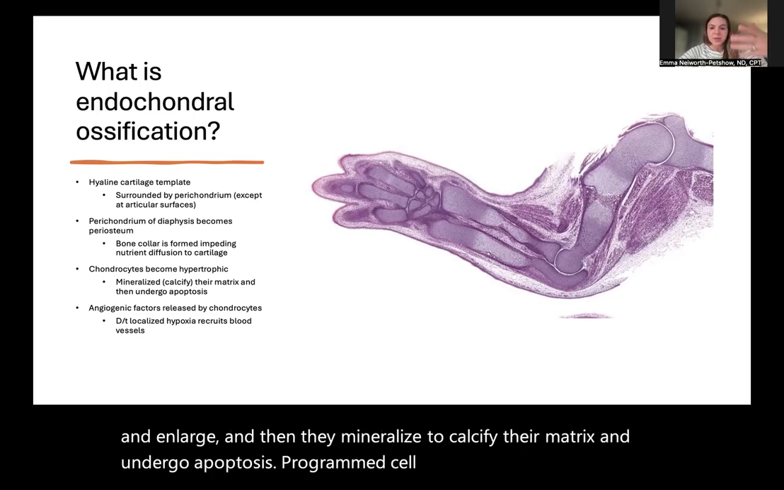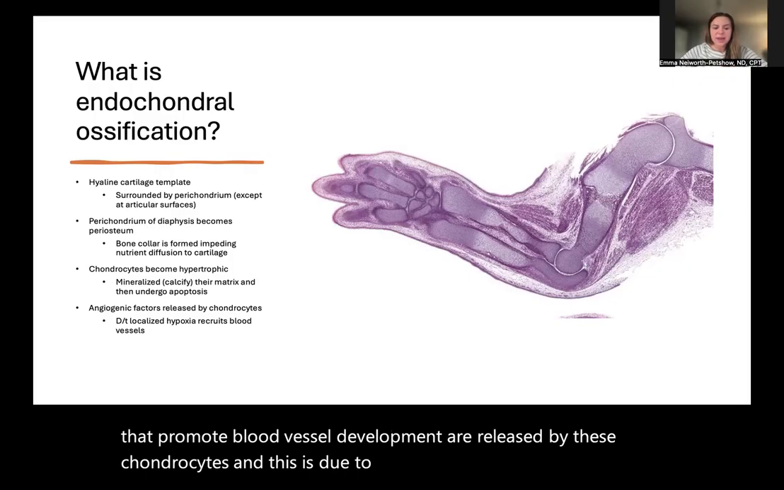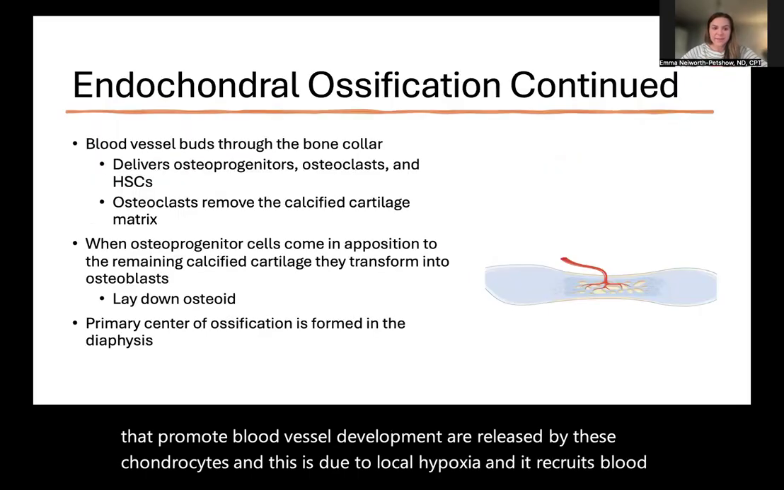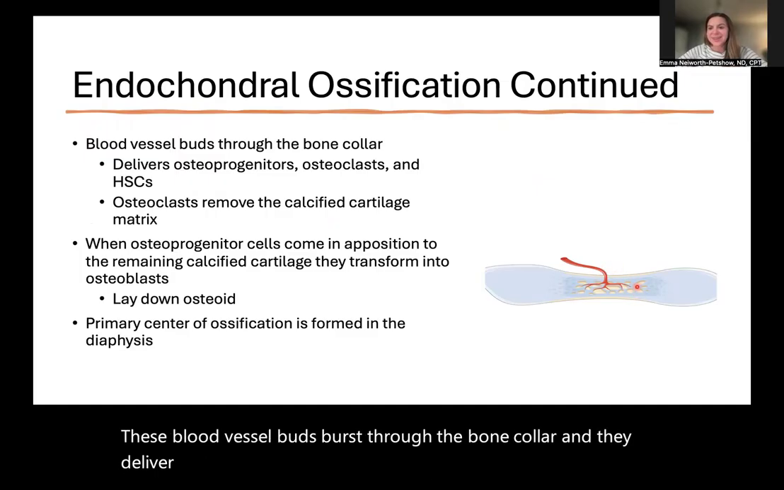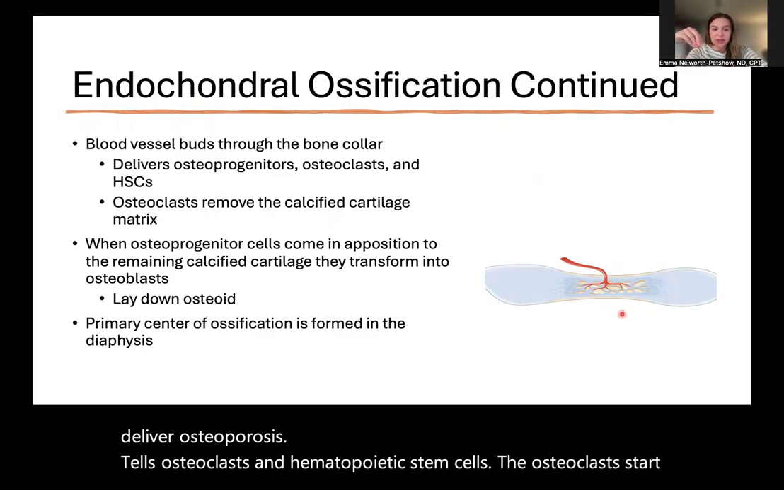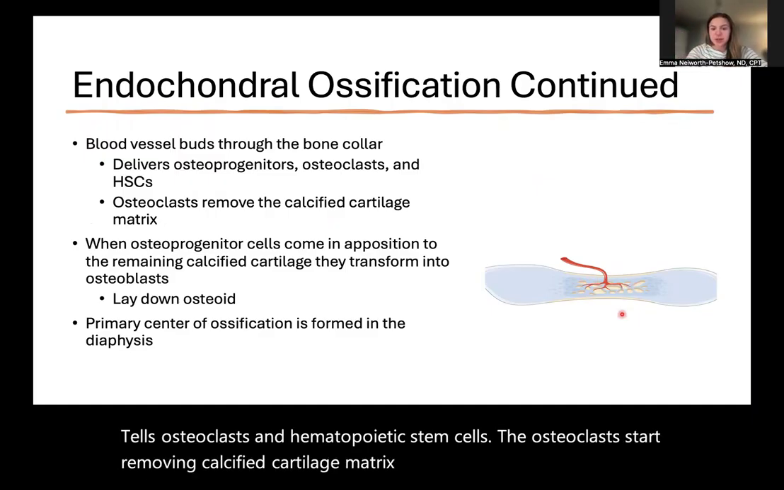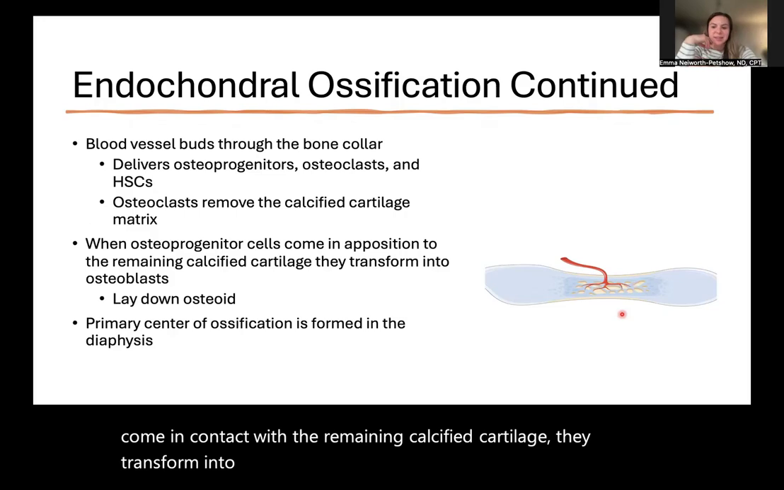Angiogenic factors that promote blood vessel development are released by these chondrocytes, and this is due to local hypoxia, and it recruits blood vessels to the area. These blood vessel buds burst through the bone collar and they deliver osteoprogenitor cells, osteoclasts, and hematopoietic stem cells. The osteoclasts start removing calcified cartilage matrix, and when osteoprogenitor cells come in contact with the remaining calcified cartilage, they transform into osteoblasts and start laying down bone.